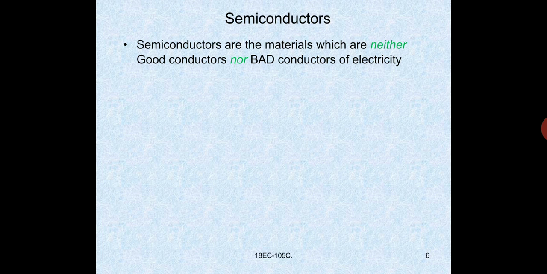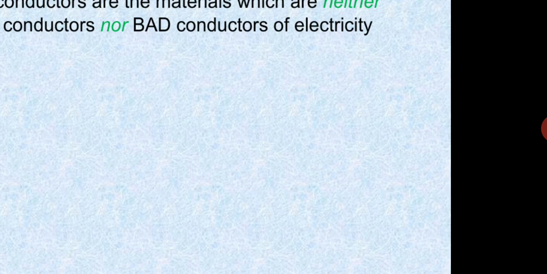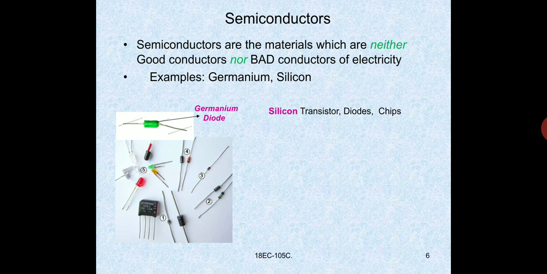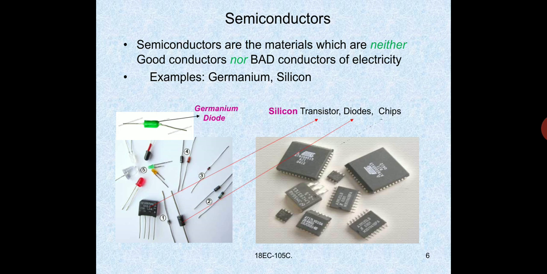Some of the examples or the important materials that are used in the electronic industry are the germanium, silicon, and silicon. Yeah, this is a germanium diode, which is normally green in color, and these are few electron components which are out of silicon. Yeah, that is a transistor, diodes, and few chips. They are silicon chips.